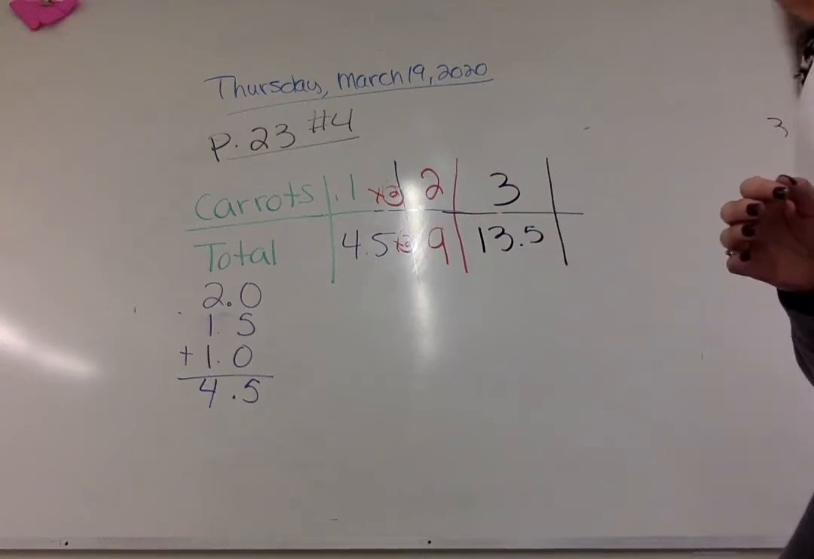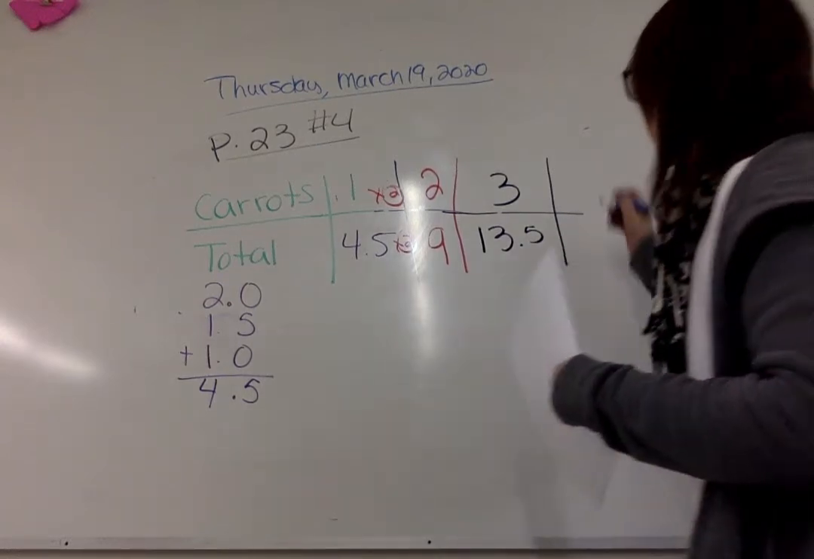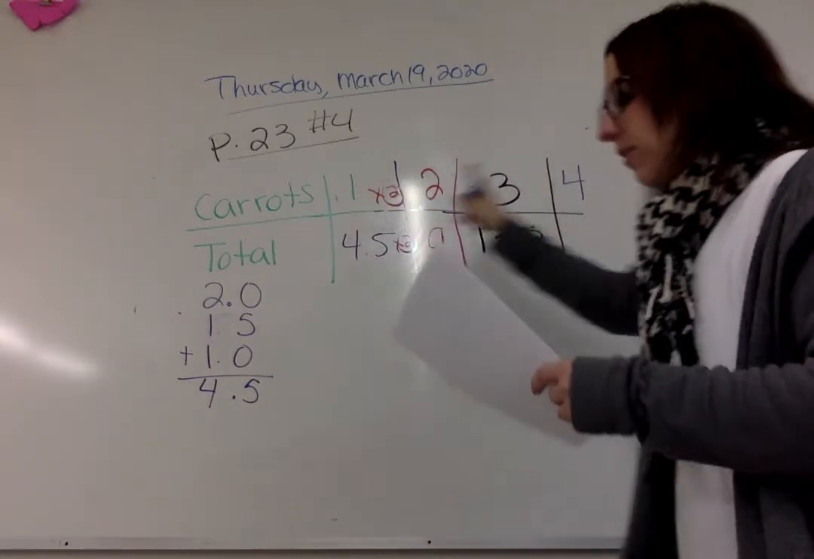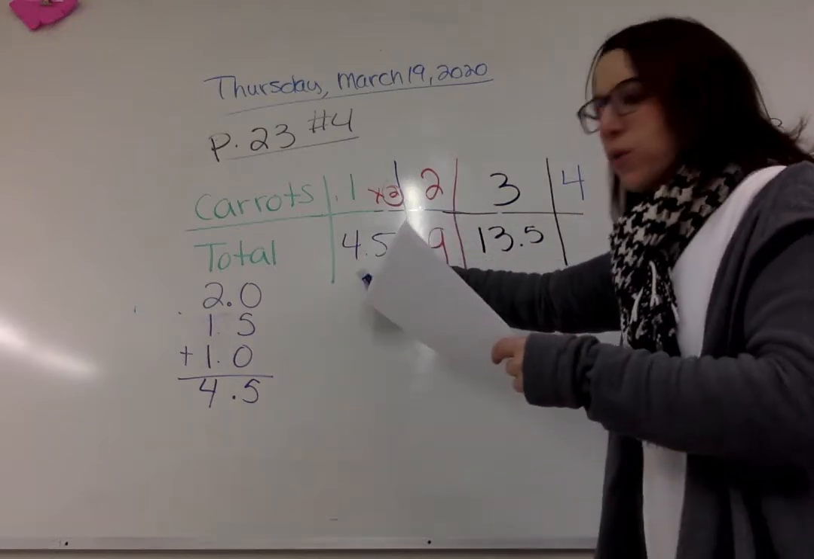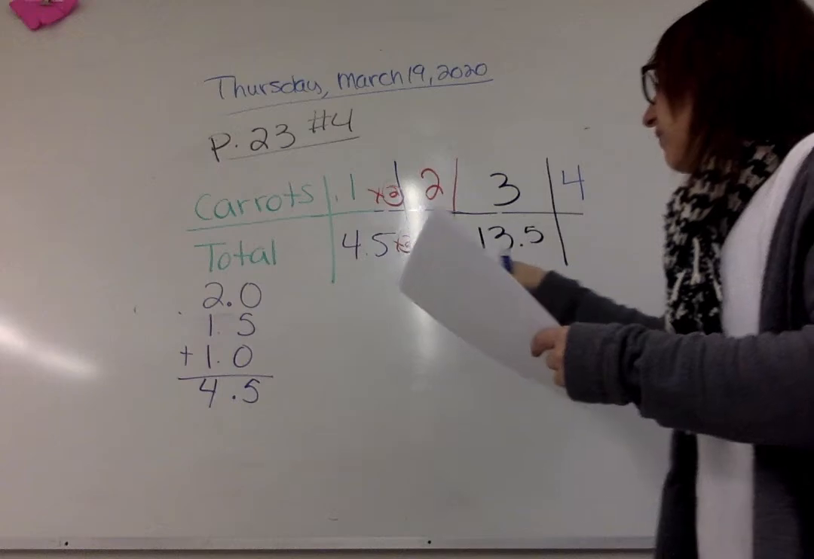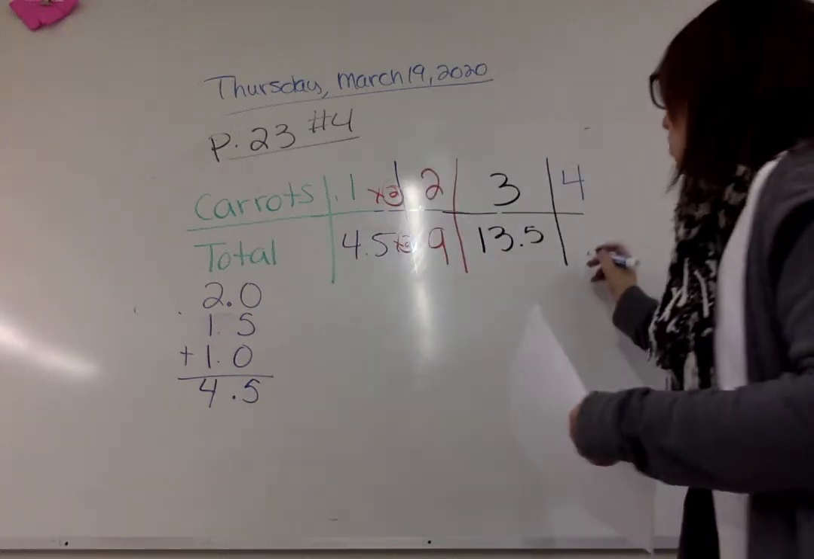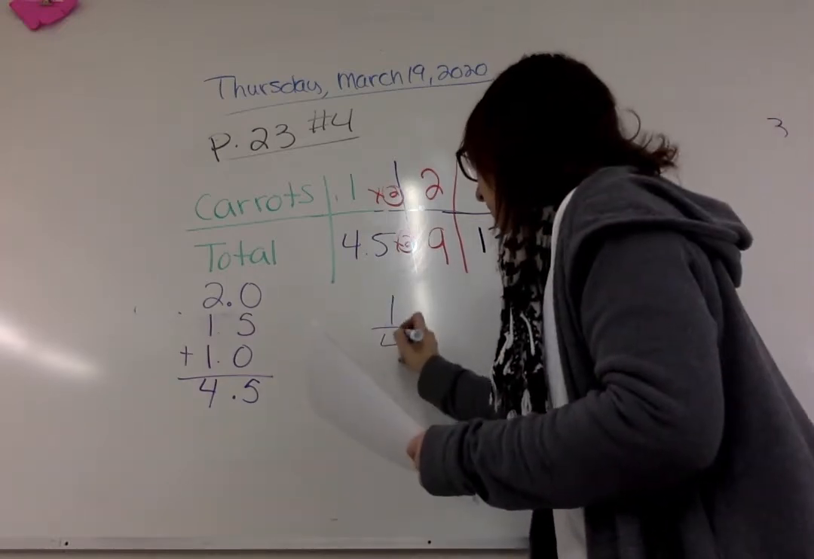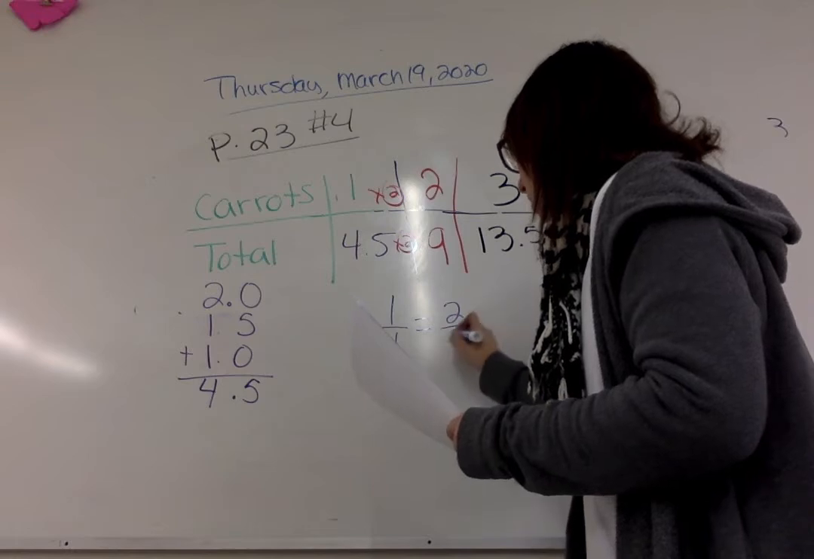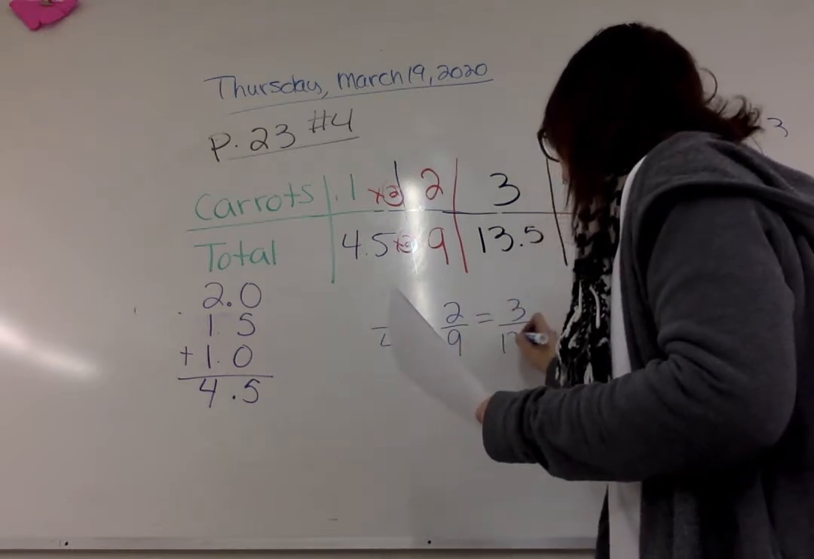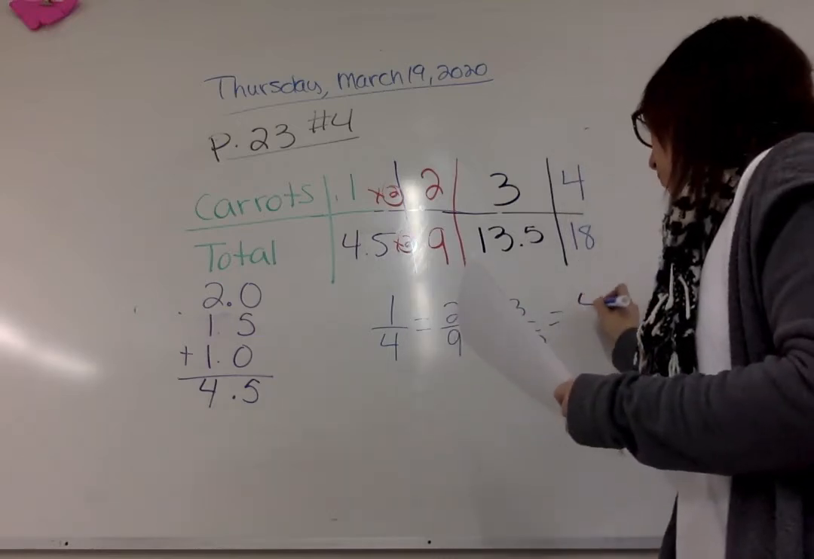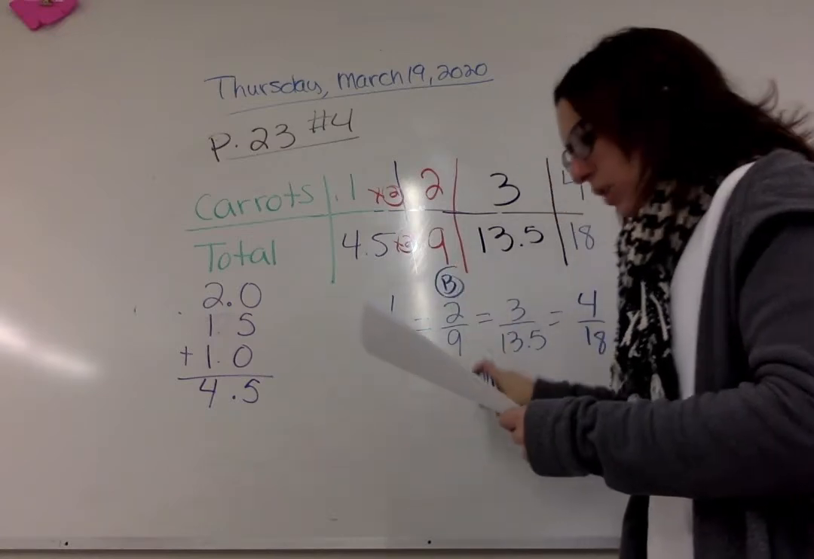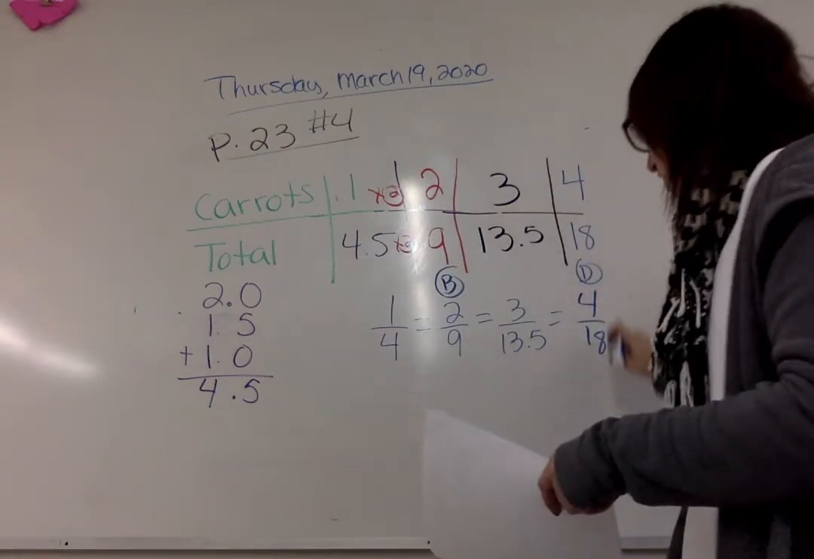Let's say that we have 4. 1 times 4 is 4. Therefore, 4.5 times 4, well, 13 plus 4 is 17, and a half is 1, so 17 plus 1 is 18. So now we know that 1 over 4.5 is equivalent to 2 9ths, which is equivalent to 3 over 13.5, which is equivalent to 4 over 18. Therefore, we're going to pick choice B, which is 2 9ths, and choice D, which is 4/18.